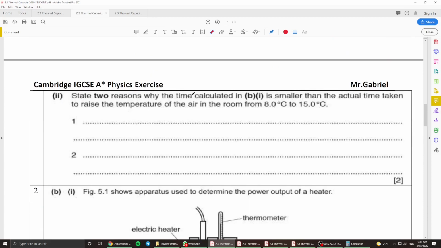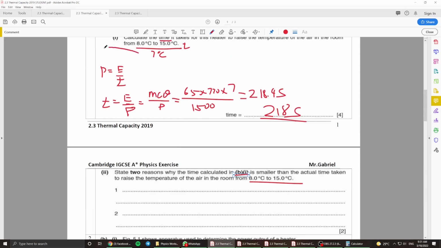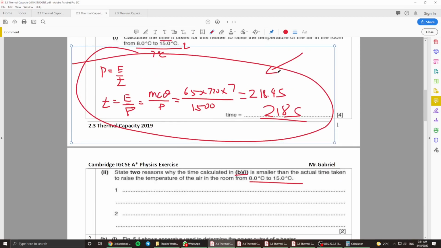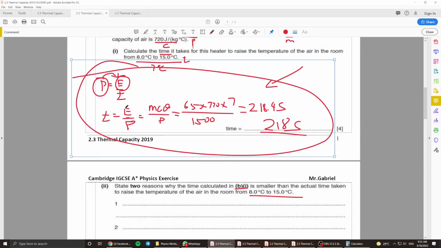State 2 reasons why the time calculated in B1 is smaller than the actual time taken to raise the temperature of air in the room from 8 to 15 degrees Celsius. Now yet again, whenever dealing with heat questions, all these calculations are best case scenario. We're assuming that all the power is converted into heat energy. But in reality, we know that energy will never be fully transferred. It's going to be lost to the surrounding as heat and sound, right?